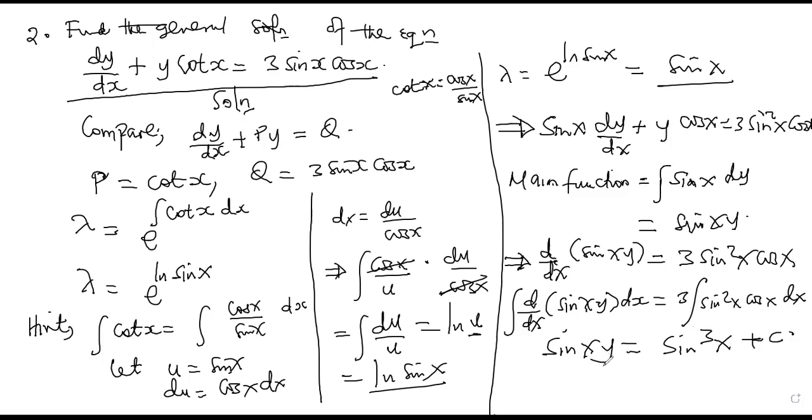Now, if we need y, our y will be equal to sin cubed x over sin x plus c over sin x. So y is sin cubed x over sin x, which is sin squared x, plus c over sin x, which is the same as c times 1 over sin x. 1 over sin x is cosec x. So it will be sin squared x plus c cosec x.